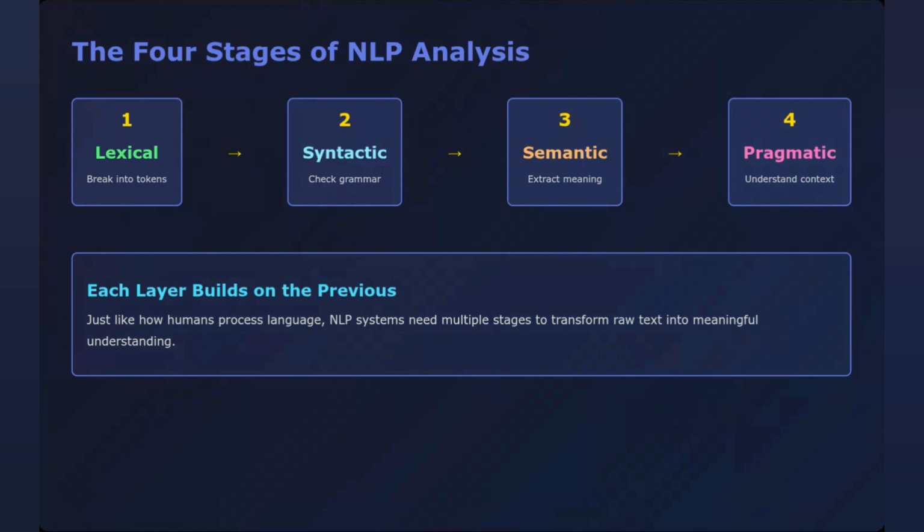Next, semantic analysis ensures the sentence actually makes logical sense, because colorless green ideas might be grammatically correct, but semantically nonsense. Finally, pragmatic analysis understands the real-world context and intent. Like knowing, can you pass the salt, isn't really asking about your physical ability. Each layer builds on the previous one, creating a complete understanding of language. Let's break down each stage with examples and code.